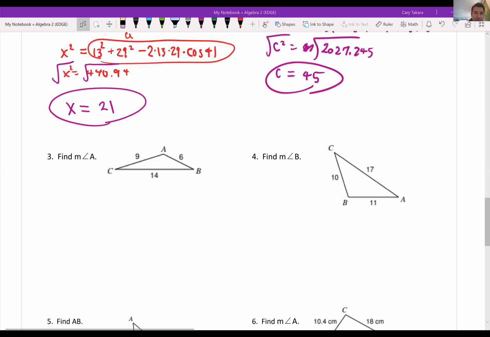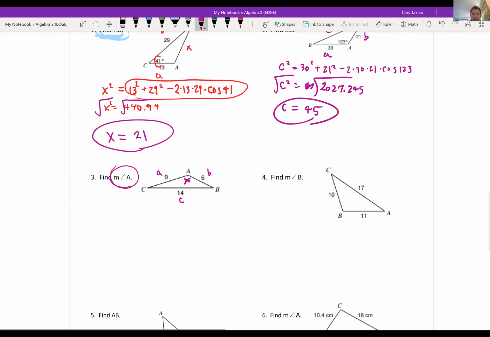So we are trying to figure out the angle A right here. That means that's the angle that we are focusing on. That means which one is A and B? A and B are that 9 and 6. A and B are always the sides with the angle that we are focusing on. And so 9 and 6 has to be A and B, and 14 has to be that little c.